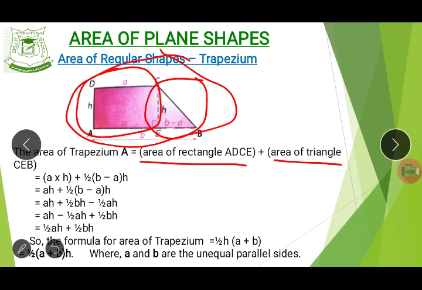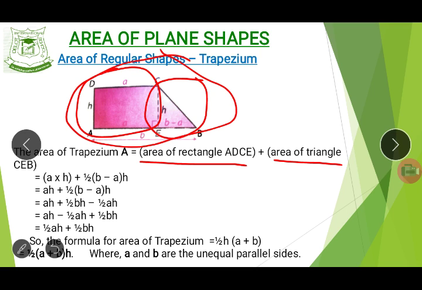Okay, so now what is the area of the rectangle? Area of a rectangle is the length times the height, right? In this case, the base of the rectangle is the width of the rectangle. So this allows us to do a times h, plus the area of the triangle, which is what? Half times base times height.